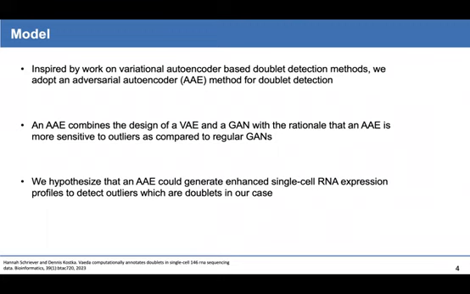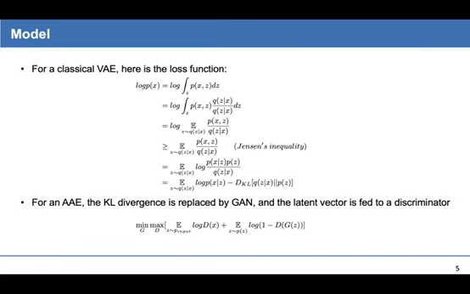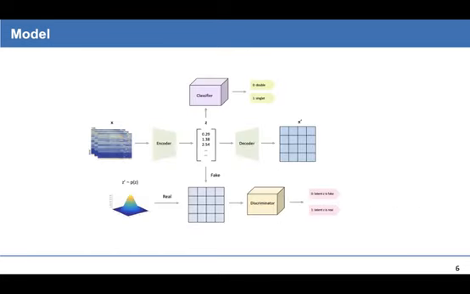So, inspired by recent work on variational autoencoder-based doublet detection methods, we adopt an adversarial autoencoder method for doublet detection. An AAE combines the design of a VAE and a GAN, with the rationale that an AAE is more sensitive to outliers as compared to regular GANs. So we hypothesized that an AAE could generate enhanced single-cell RNA-seq expression profiles to detect outliers, which are doublets in our case. For a classical VAE, here's the loss function. For an AAE, the KL divergence is replaced by a GAN, in which the latent vector is fed to a discriminator.